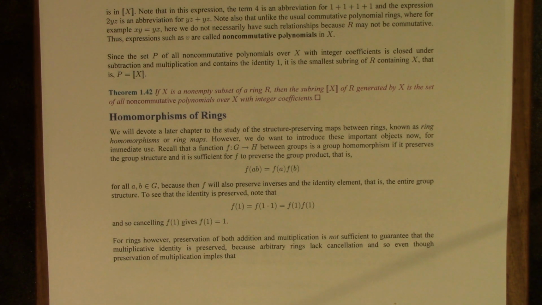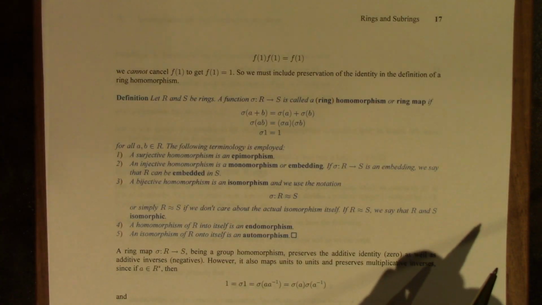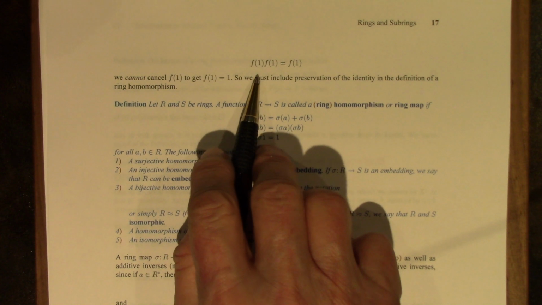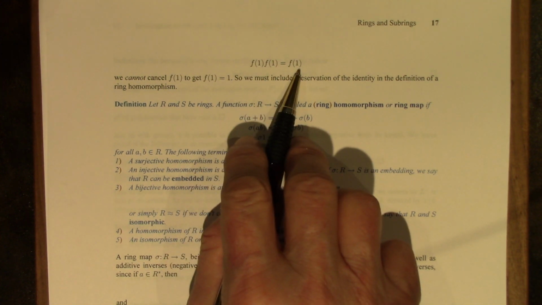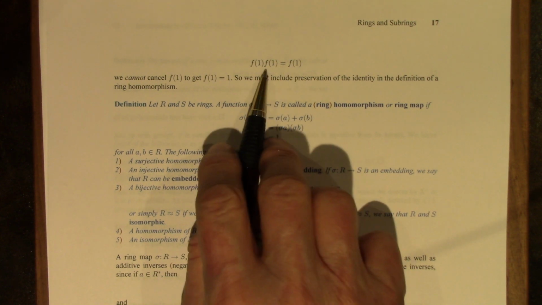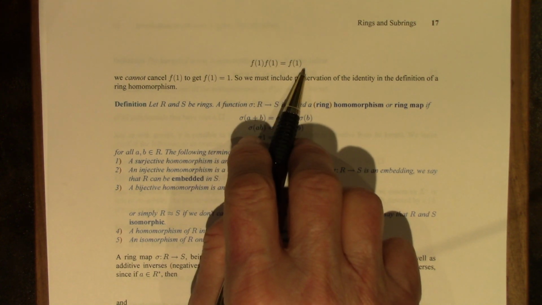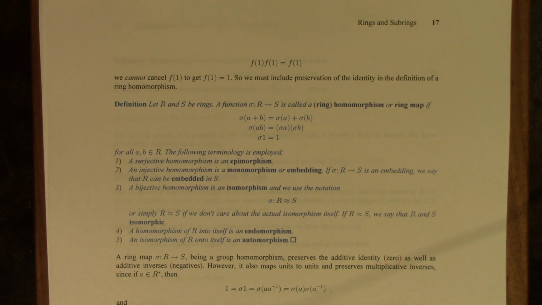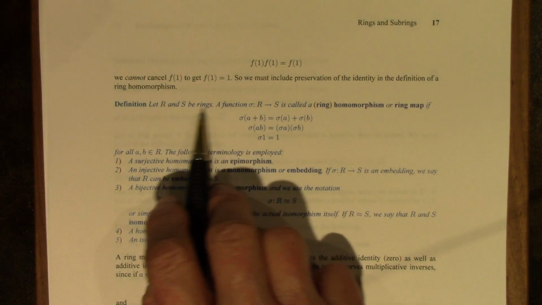But for rings, preservation of both binary operations, addition and multiplication, is not sufficient to guarantee that the multiplicative identity is preserved, because arbitrary rings lack cancellation. And so even though, again, preservation of multiplication gives us this, we can't cancel f of 1 in general. So we have to include preservation of the identity in the definition of a ring homomorphism. So it looks like this.